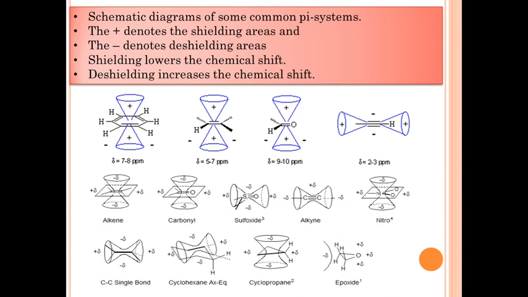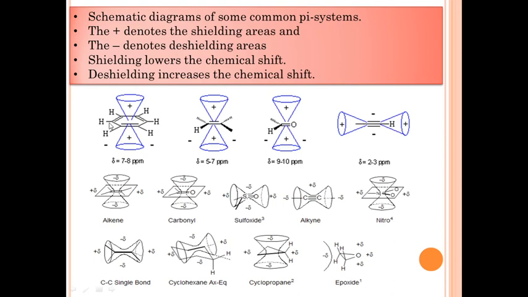This is the schematic diagram of some compounds containing the pi system. Benzene, alkene, aldehyde, acetylene, some alkyne, nitro compounds or some epoxides like this one. This particular plus sign indicates shielding area. So above the ring, below the ring or in the middle part of the ring is the shielded area. Outside of this cone, de-shielded area. Same with all other compounds. And that negative sign is the paramagnetic region, de-shielding areas.